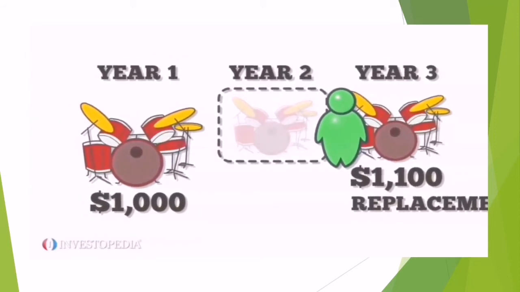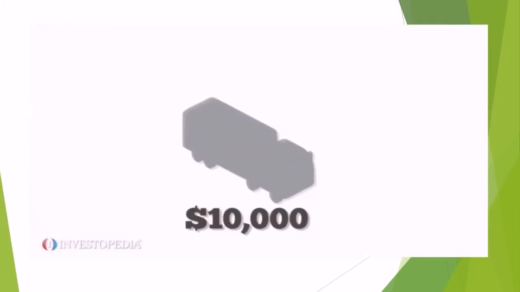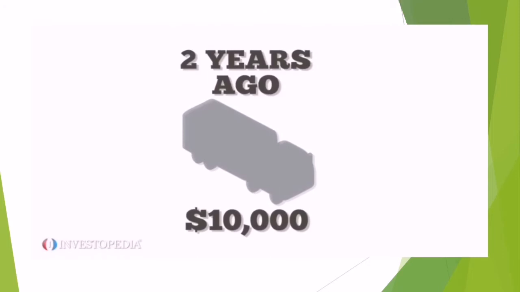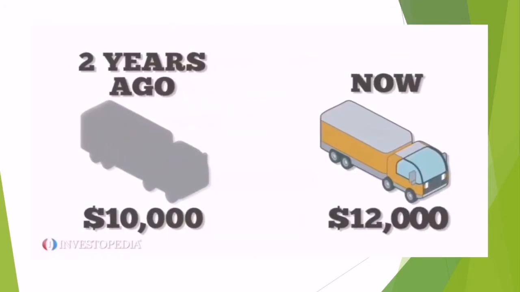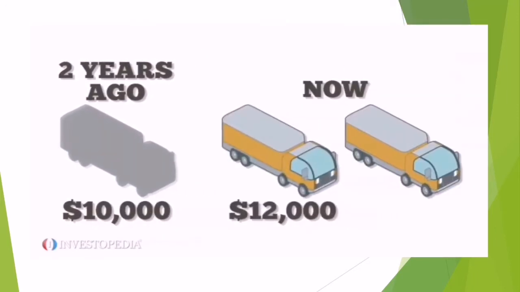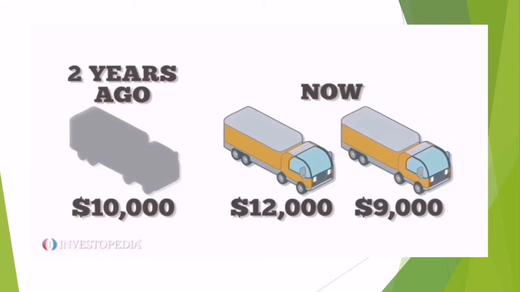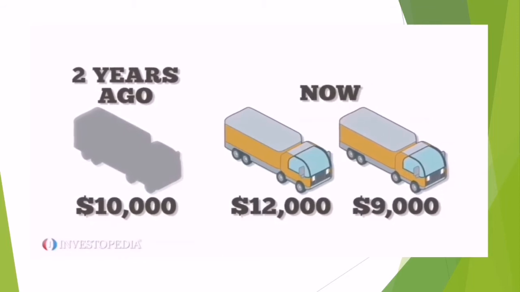Say a delivery company has one of its trucks destroyed in an accident. It paid $10,000 for that truck 2 years ago. That same brand of truck now sells for $12,000. If there's a truck on the market that has the same capabilities as the old truck and it costs $9,000, the insurance company might only pay for the $9,000 truck.